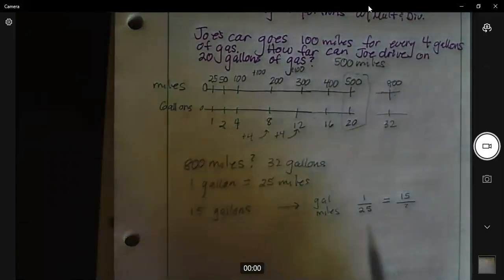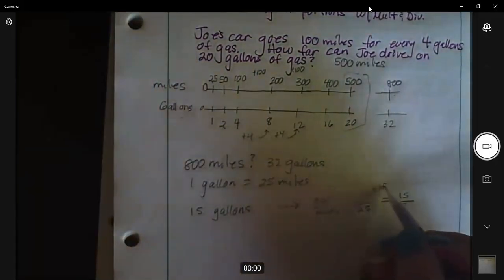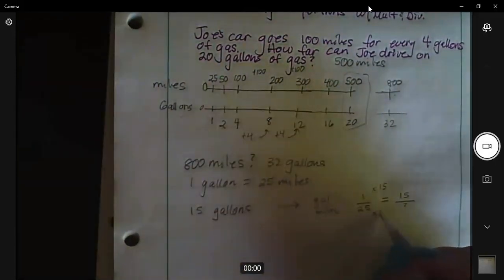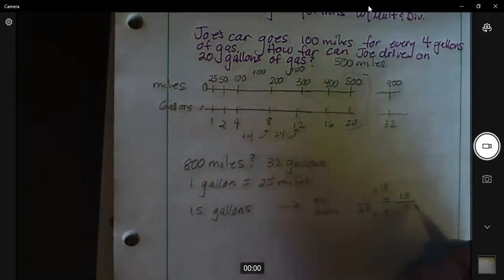So what did I have to do here to get 15? Well, I have to multiply times 15. So that means I'd have to multiply this times 15. So 25 times 15 would be 375.